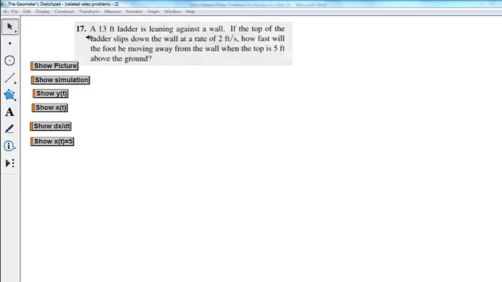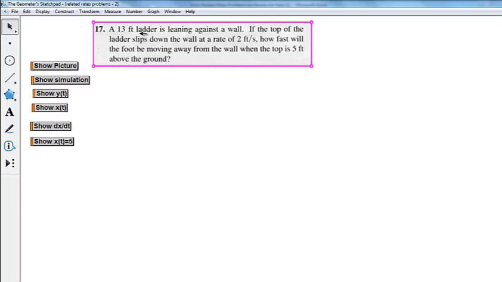This is number 17 from the Anton book. A 13-foot ladder is leaning against the wall. If the top of the ladder slips down the wall at a rate of 2 feet per second, how fast will the foot be moving away from the wall when the top is 5 feet above the ground?